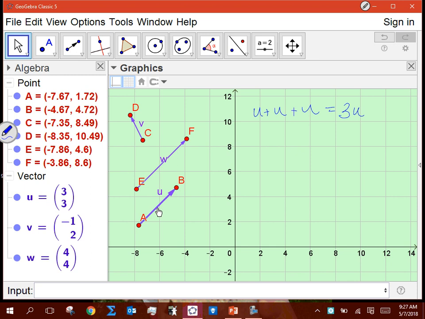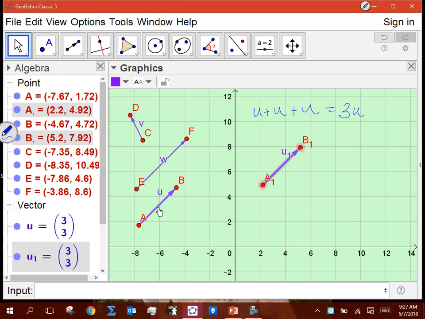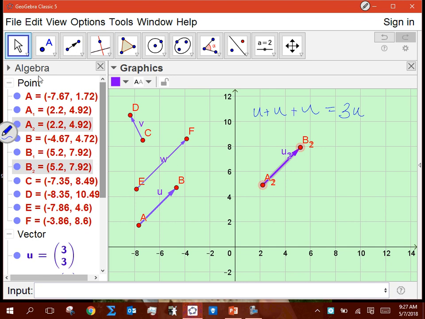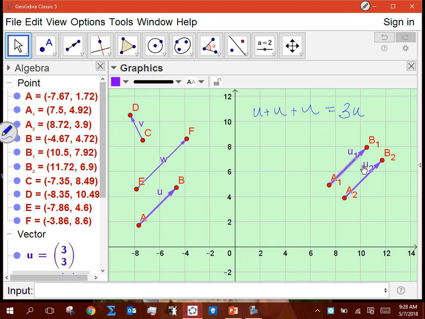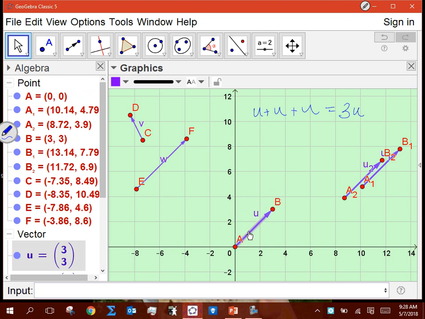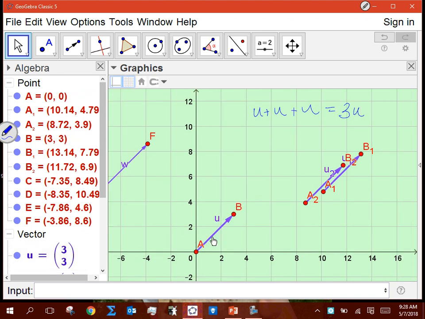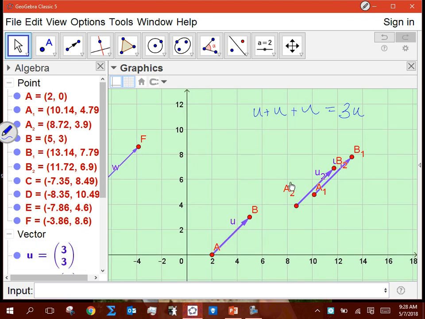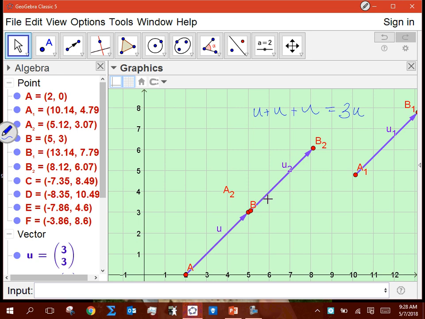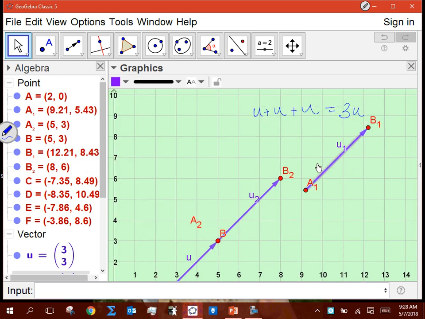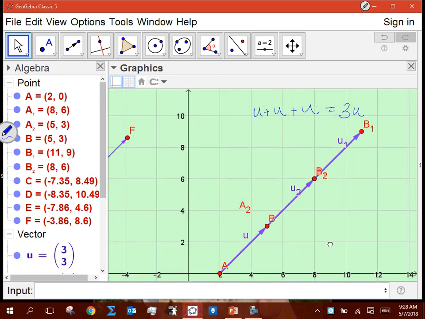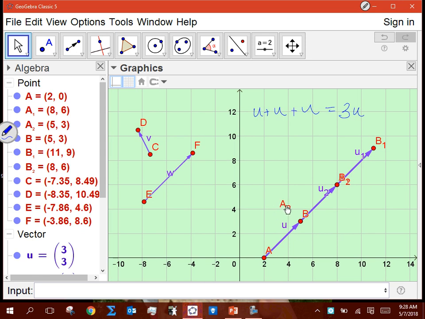So if I take u and cut and paste it 3 times, so there's u, and actually let me start there at 2, 0. Put on another u, tip to tail, and then another u, tip to tail. So that's what 3u would look like. Is that okay with everybody?